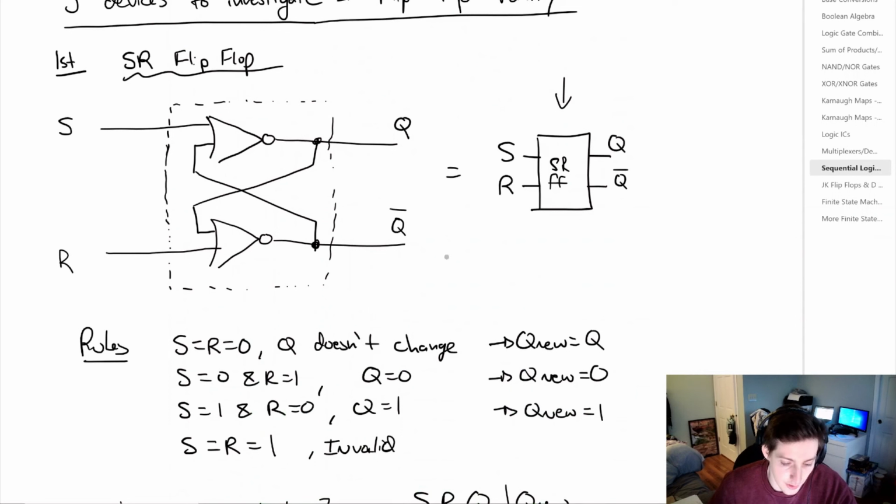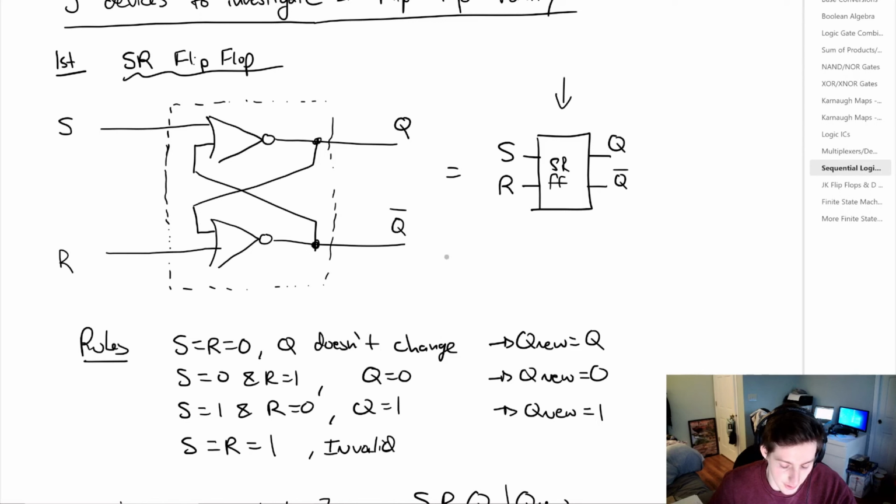Now we have a few rules given by what values S and R take. So if S and R both equal 0 or low, the output Q does not change. So the new value of Q is equal to Q. So if Q was a 0, it will remain a 0. If Q was a 1, it will remain a 1. If S equals 0 and R equals 1, Q equals 0. So depending on what the value of Q was before, if R equals 1, Q new is equal to 0. And if S is equal to 1 and R is equal to 0, Q equals 1.